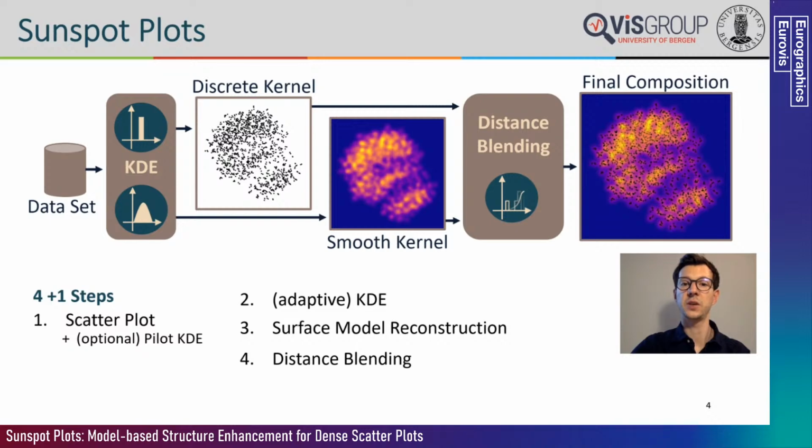The second step is the actual smooth and continuous kernel density estimation using either a fixed or an adaptive kernel size. The third step is a reconstruction of a surface model based on the estimated density from step 2. And finally, we blend the discrete as well as the continuous representation based on the estimated surface model, including the possibility to additionally apply an illumination model emphasizing surface properties. In the following, I want to describe the individual steps in detail.